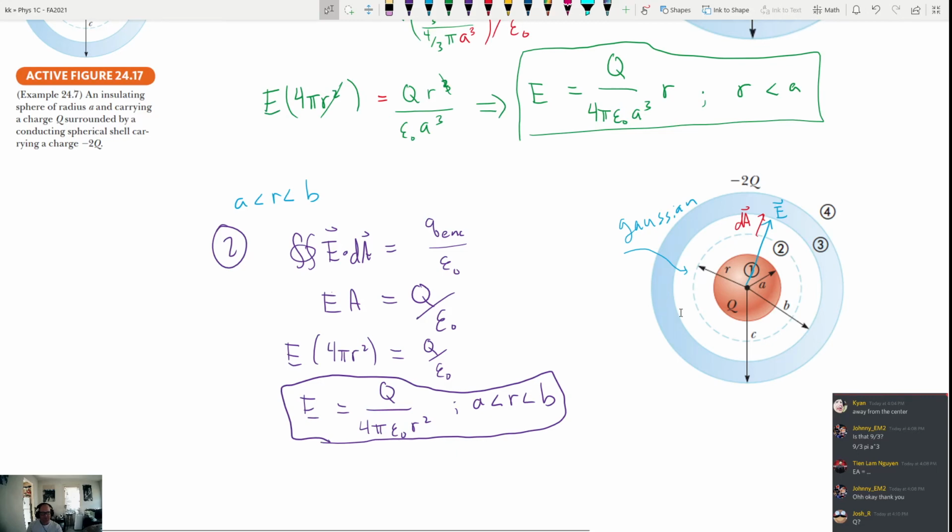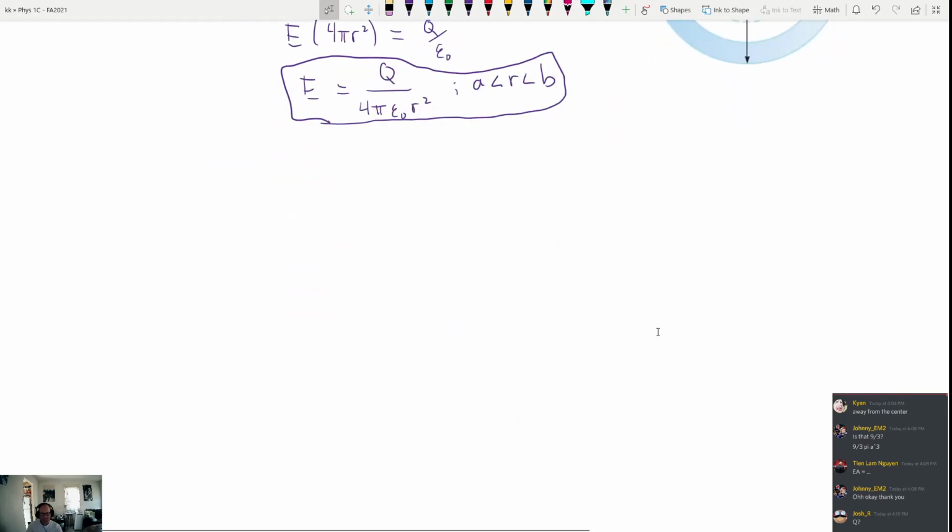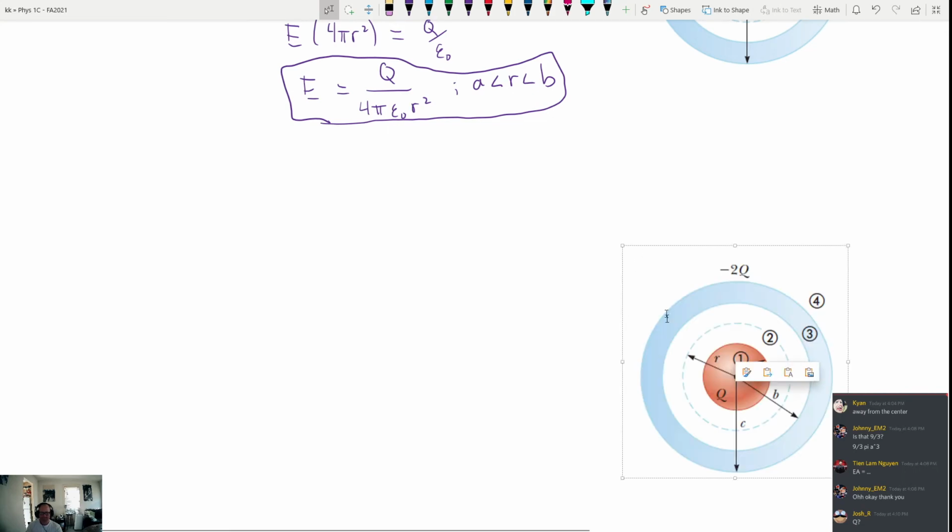So the next part we want to do, obviously, is region 3. Let's give it a moment to paste the copy of the picture in there. There it goes. Okay, so next we want to do region 3.